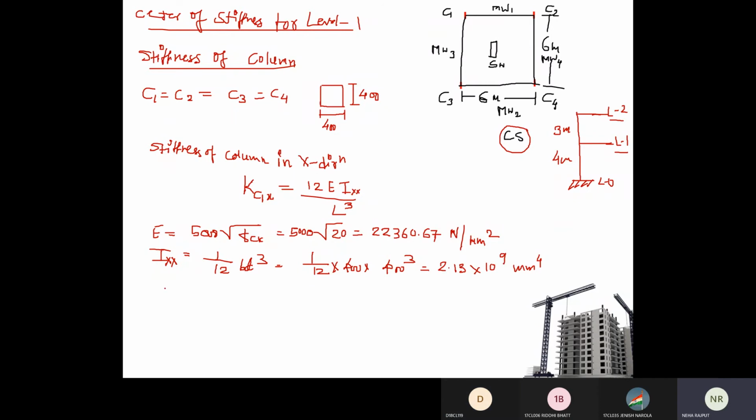And length. Now length will be your height of that particular floor. If you are doing for level 1, then height will be 4 meter. If you are doing center of stiffness value for level 2, then height will be 3 meter. So L is 4000 mm. Now put all these values in this equation and find out the stiffness of C1 column in X direction.